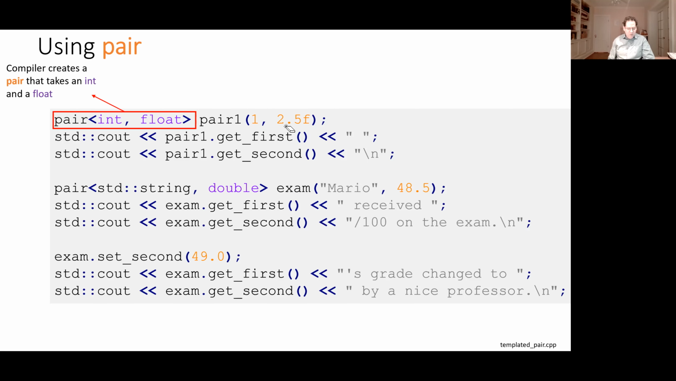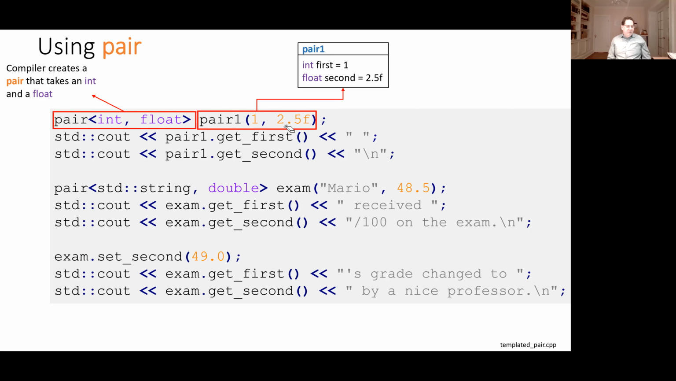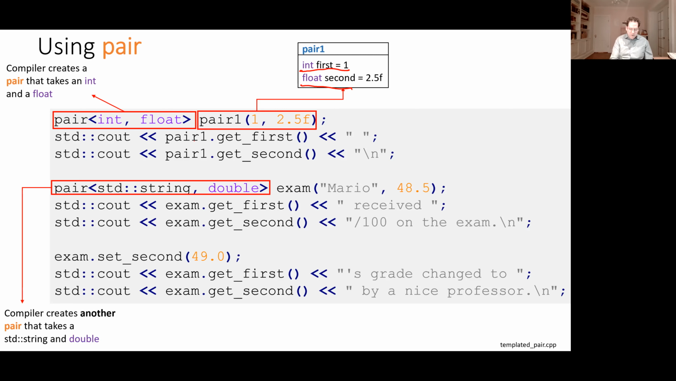Okay, so what do we get after this is done? Well, we get an object in memory when we're running our program. So we would get an object called pair1. You would have an integer member variable called first and a floating point member variable called second, and they would be set to these values as the constructor requested.